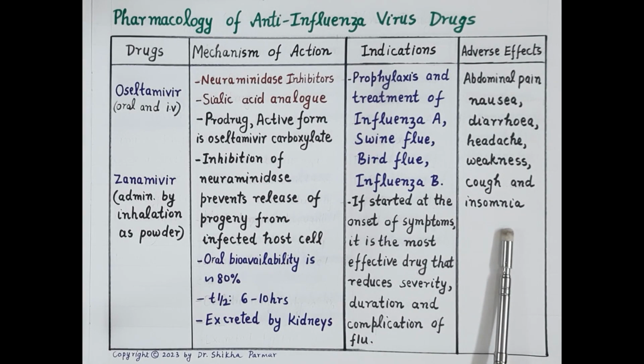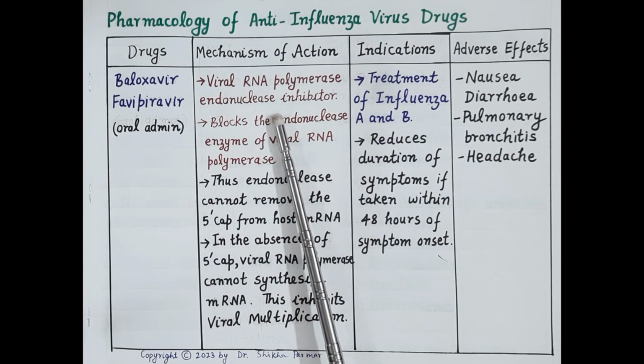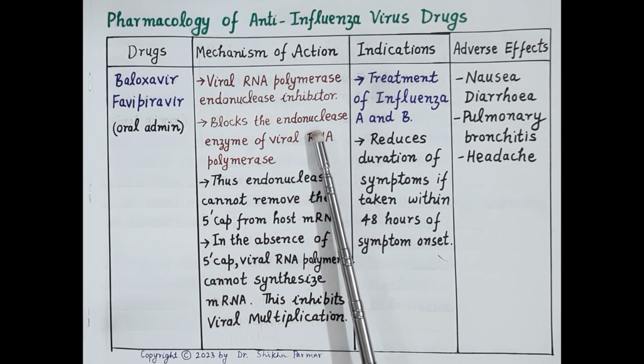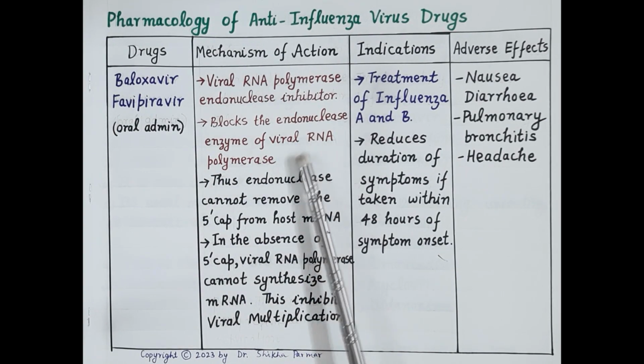So, this is the pharmacology of neuraminidase inhibitors. Now, another category of drugs are the viral RNA polymerase endonuclease inhibitors. The drugs are baloxavir and favipiravir. These are administered orally. Now, as discussed, these drugs block the endonuclease enzyme of viral RNA polymerase.